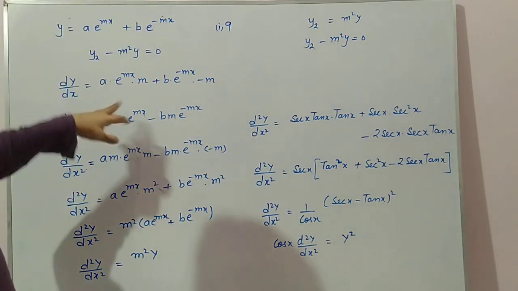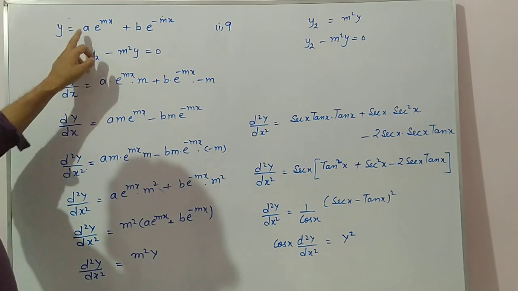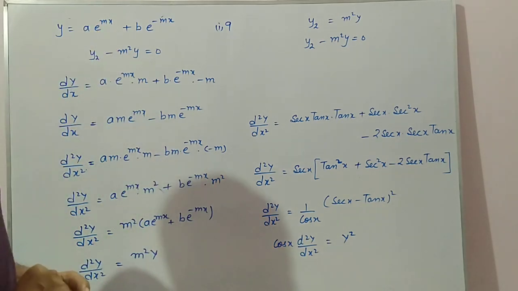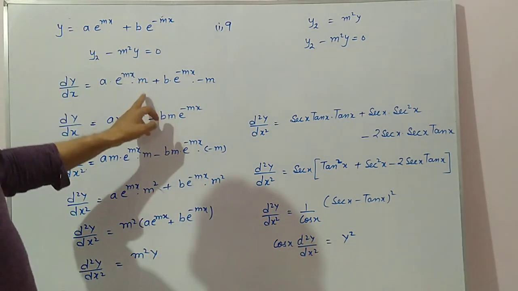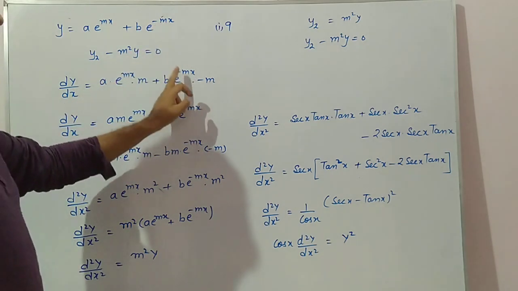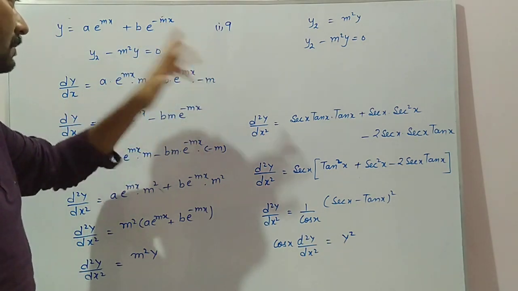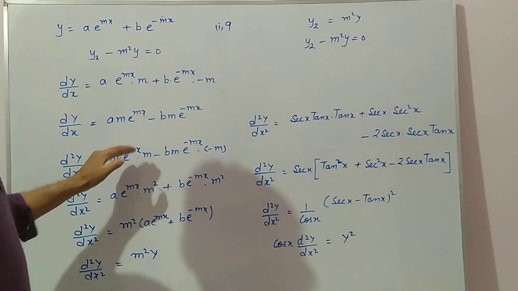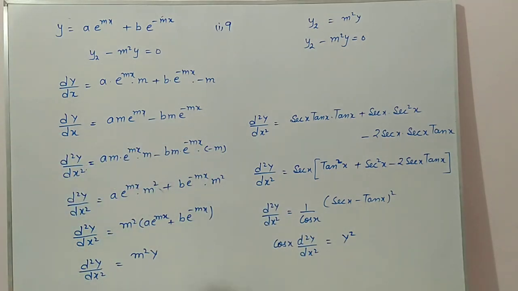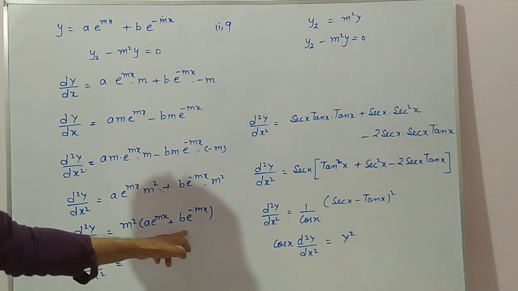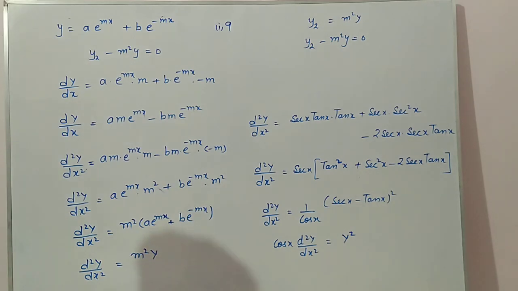So here first differential, a e to the power mx, that is what? e to the power mx, then mx differential into m, b e to the power minus mx, then minus mx differential is minus m. After that second differential, then take m square common, this will be y again, and this is the answer.